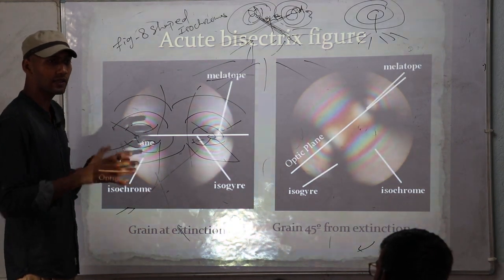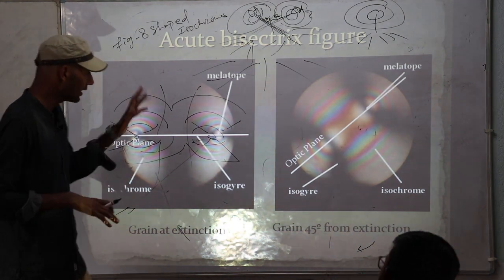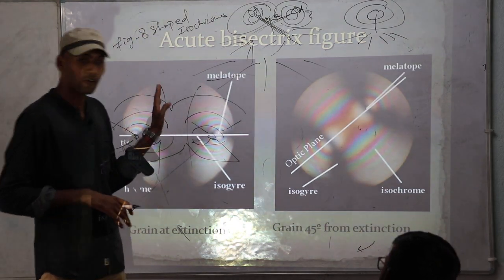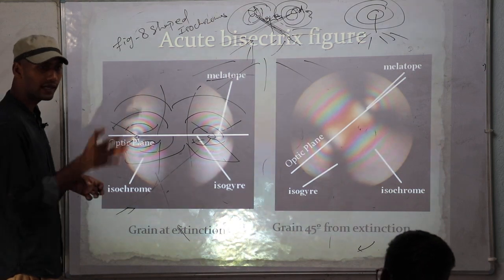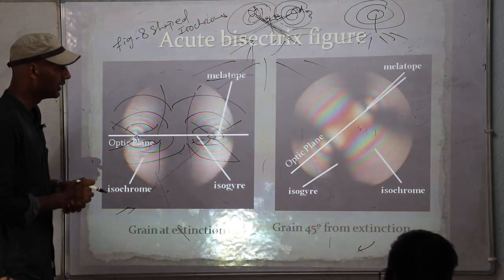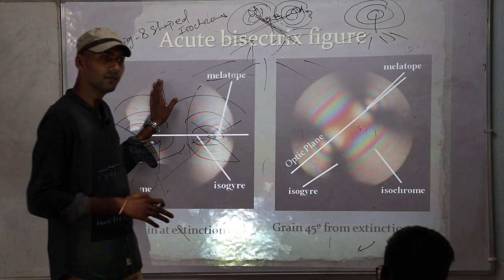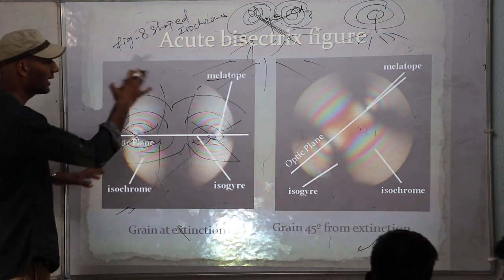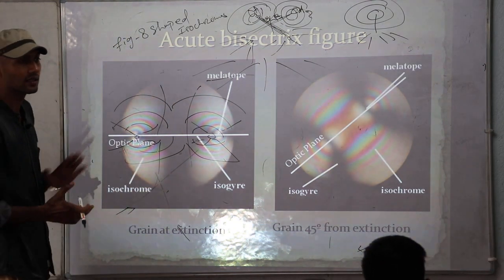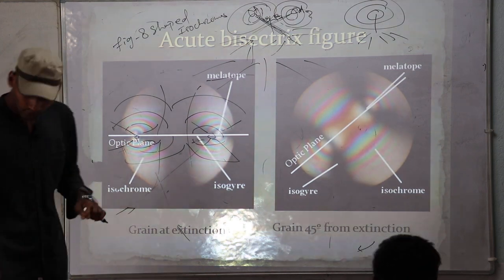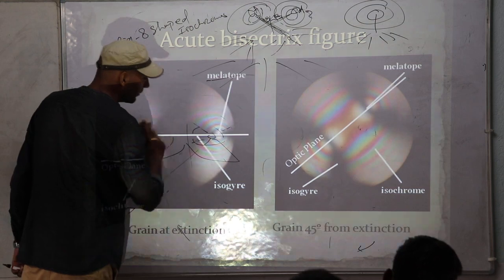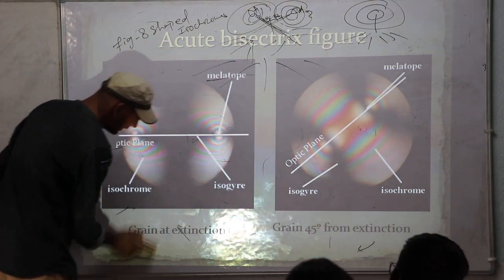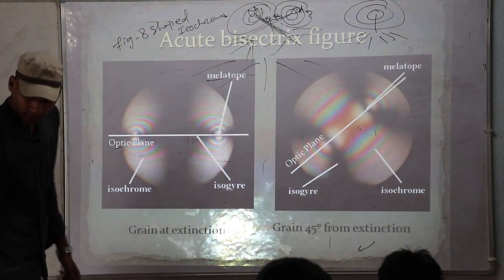There are three vibrations, X, Y, Z. So that depends on which section we are taking and which vibrations are there, whether that is X and Y, or Y and Z, or Z and X. When that vibration matches with the polarizer and analyzer, then there is a position of darkness or extinction. So when there is matching of vibration of both of them, then there will be extinction.